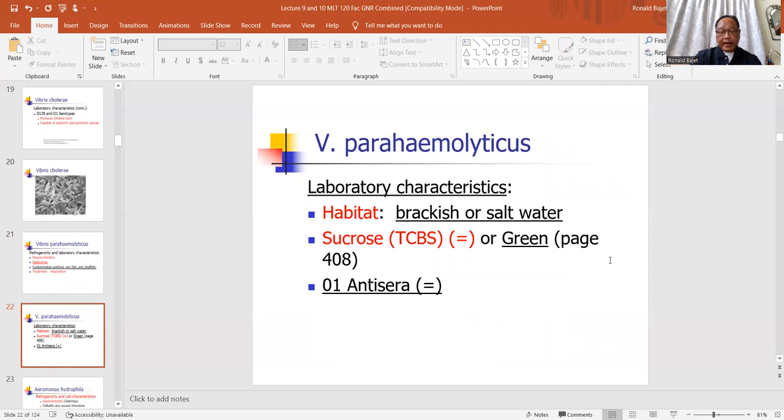Laboratory characteristics, like I said, brackish or salt water. For Vibrio parahemolyticus on TCBS, the colonies are green. Vibrio cholera on TCBS, the colonies are yellow, okay?